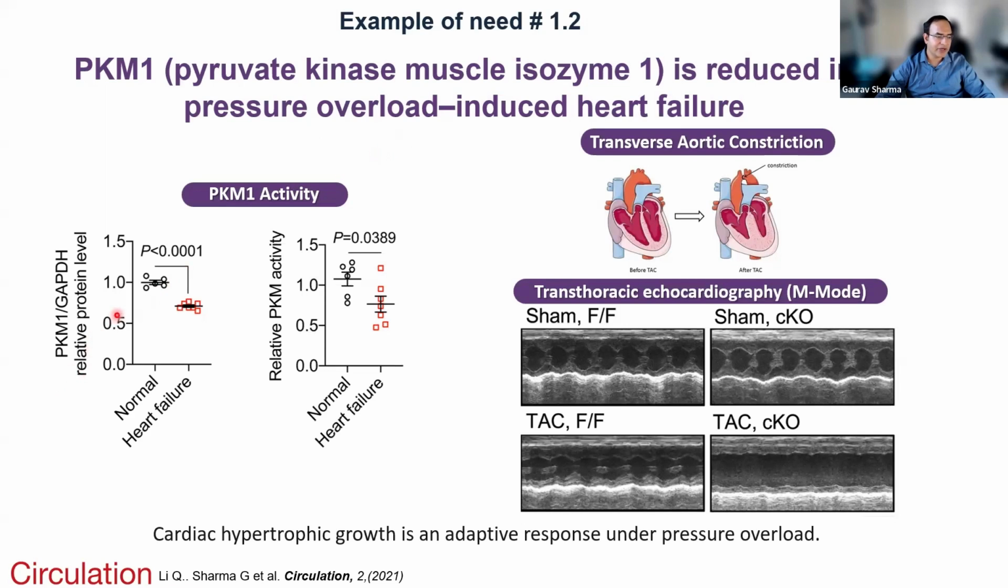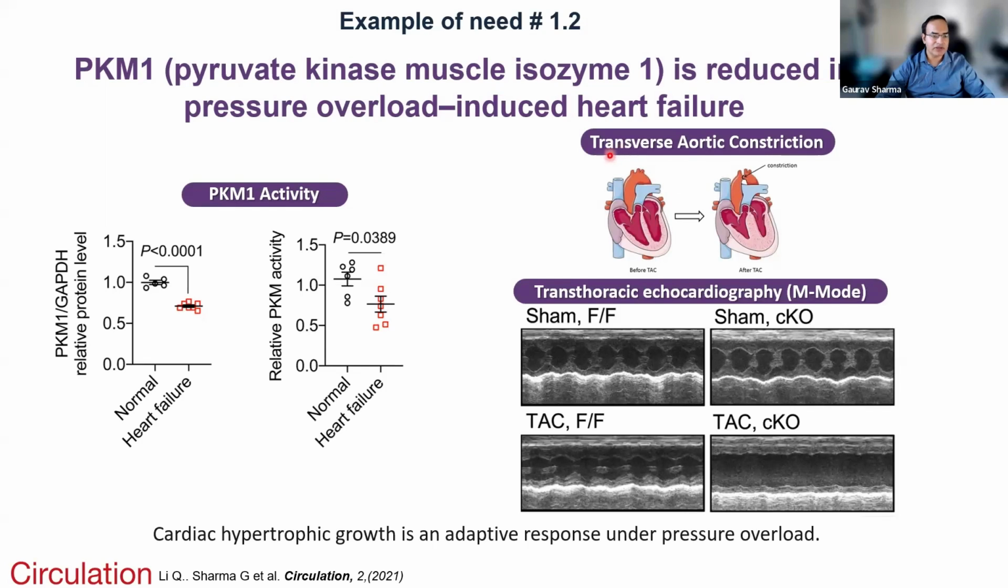Our collaborator, Wang, looked at the relative protein level of PKM1 to the PDH, and found that PKM1 activity is significantly decreased in the case of heart failure. When they looked at the relative PKM activity, it directly correlates with the PKM1 activity, and then they created the pressure overload model.